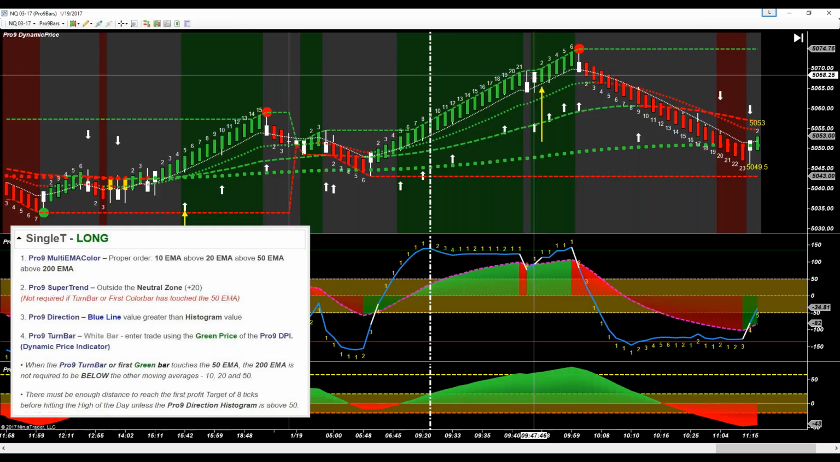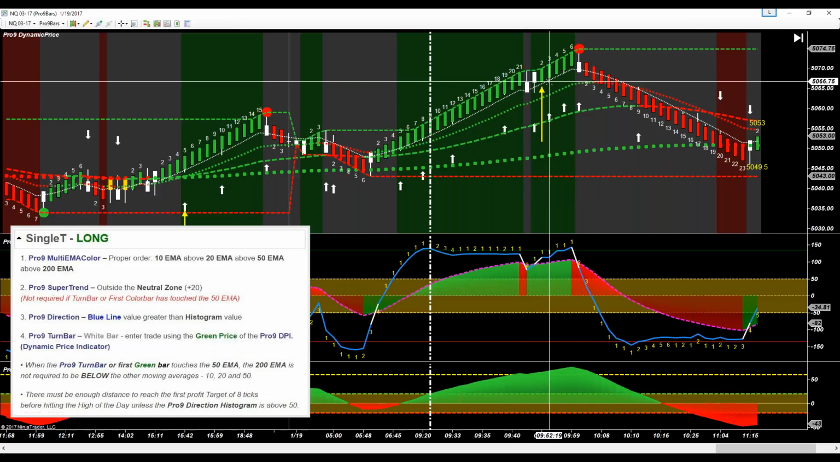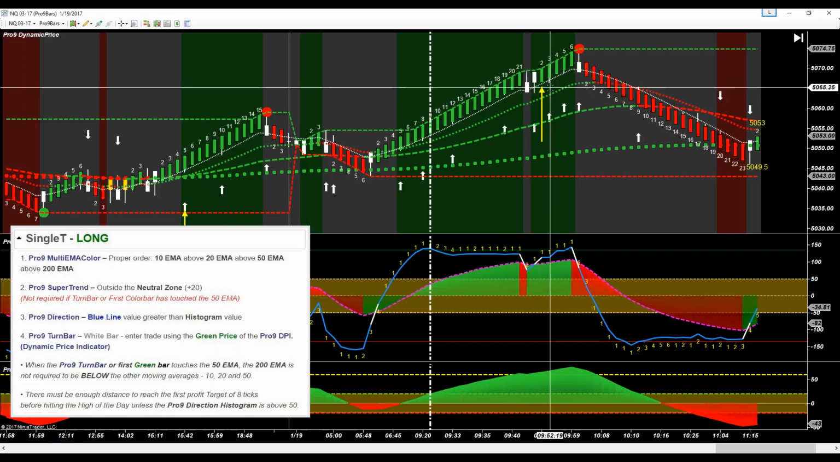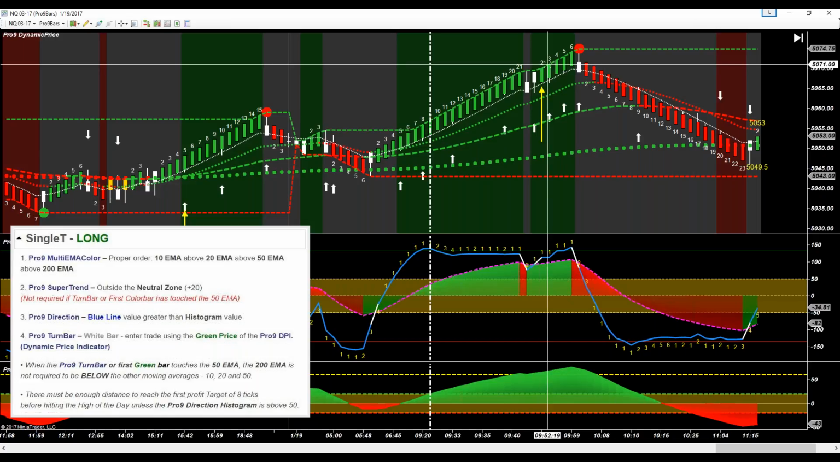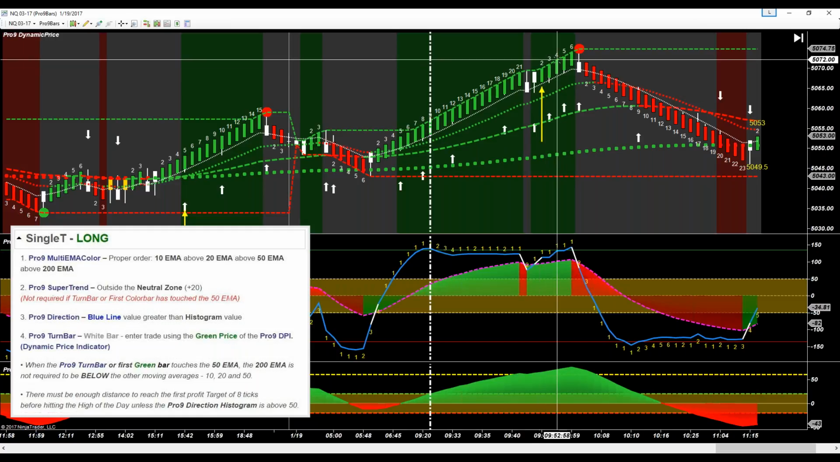So we enter at this green DPI that created this turn bar, or this first color bar, at 5070.25. Now we do have this tail here, but it did not come down 22 ticks, obviously, or it would be a turn bar. So we did not get stopped out. After the trade moves 4 ticks in our favor, we are going to adjust our stop from 22 ticks to 18 ticks. The market moved up 4, we're halfway to a profit target, so we're going to move our stop up 4. And then at the close of bar 4, we'll have hit our profit target, sell 2 of our contracts for our 8-tick profit target, and adjust the stop on the runner to break even.